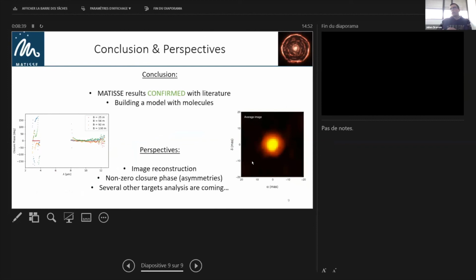And this is my conclusion and perspectives slide. So MATISSE results confirmed the literature. We are currently building a model with molecules, and we also have image reconstruction, still in process. We also have closure phase measurements, which means that at some point we need to take into account asymmetries, and several other targets, which are analyses that are coming. Thank you for your attention.